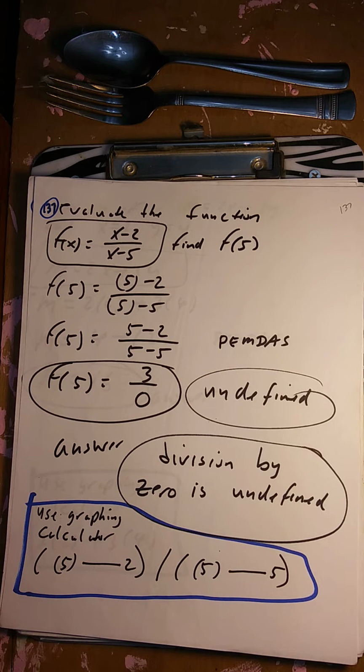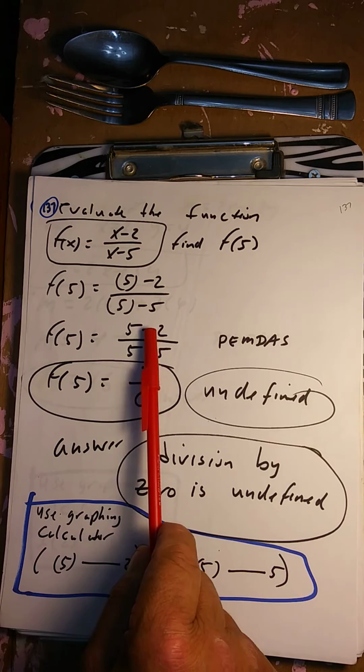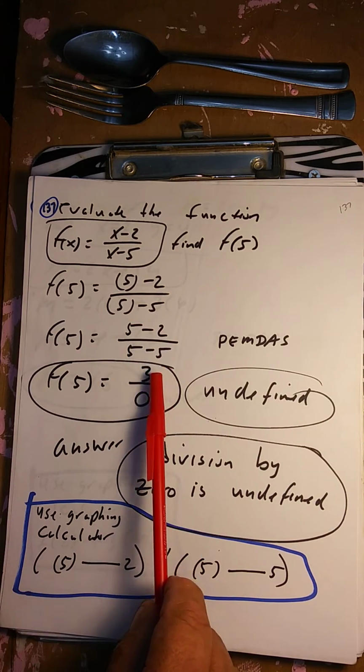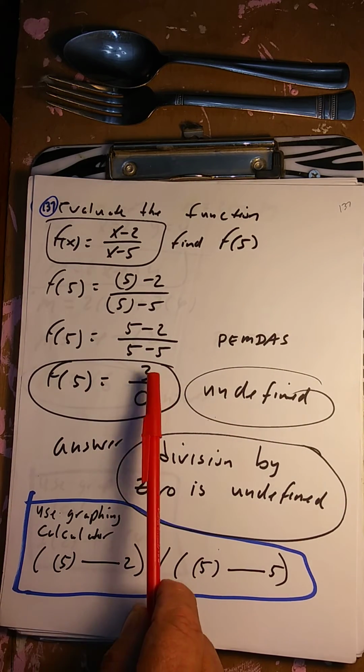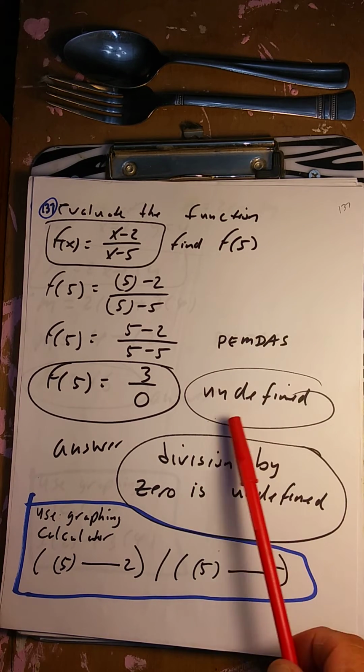Evaluate the rational function again. Okay, f of 5. Put a 5 in there. So 5 minus 2, 5 minus 5. So you have 5 minus 2 on top, numerator, so you have 3 over 0. Undefined. Division by 0 is not possible. So it's undefined.